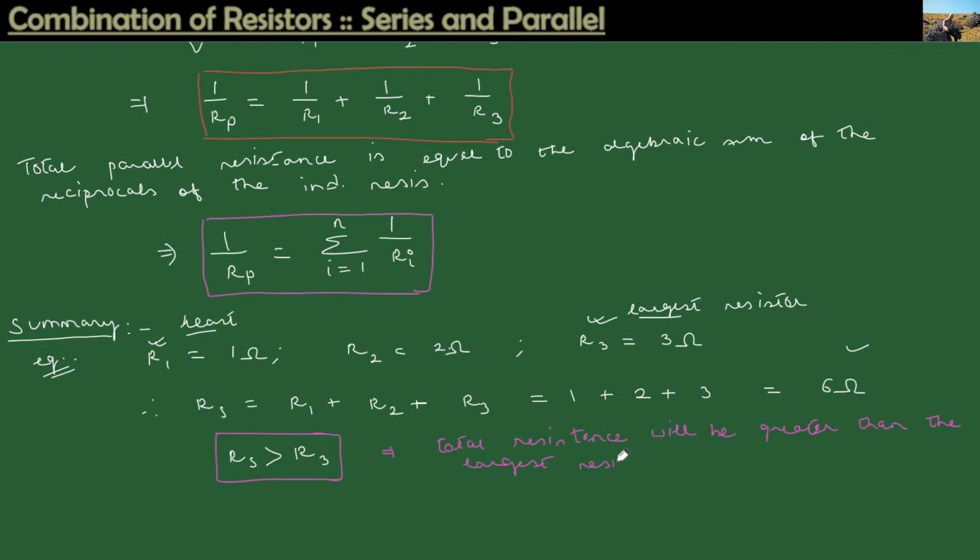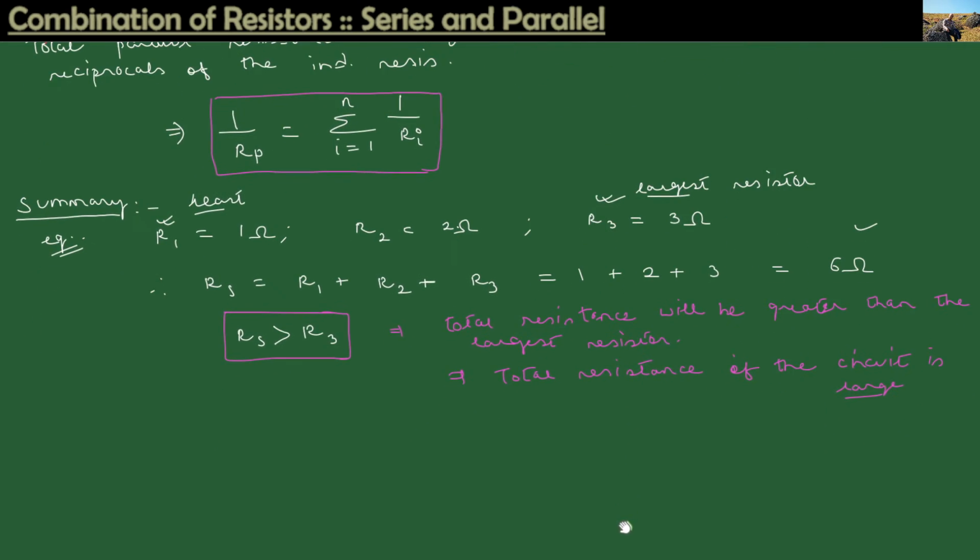And moreover, the total resistance of the circuit will be more, which also implies that the total resistance of the circuit is large. The total resistance of the circuit will be large. These are the two peculiar points that we need to understand.